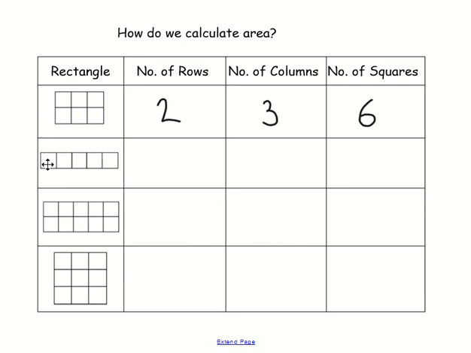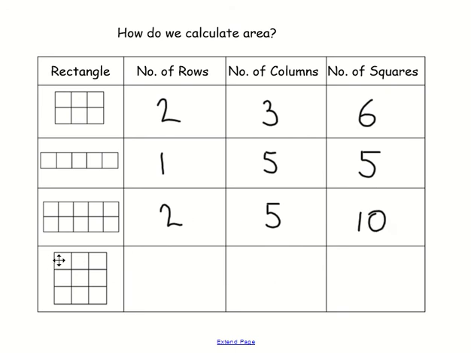Okay, for the second one, there is only 1 row, but there are 5 columns, and overall there are 5 boxes. 5 squares in total. This one, there are 2 rows again. There are 1, 2, 3, 4, 5 columns. And overall, 1, 2, 3, 4, 5, 6, 7, 8, 9, 10 squares.